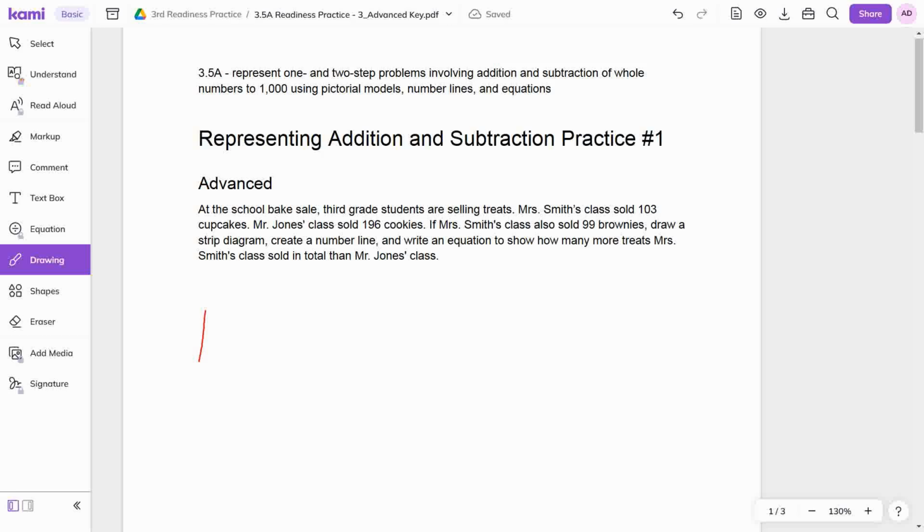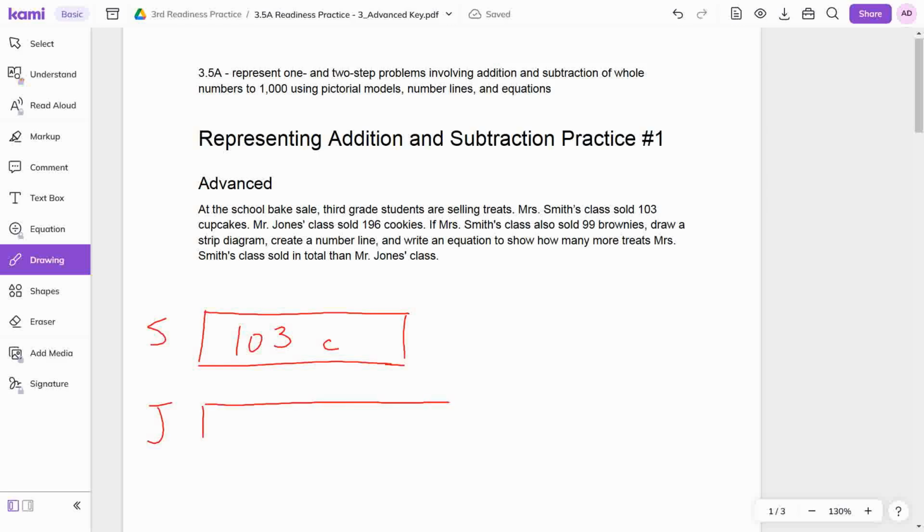We've got Mrs. Smith's class, and we'll start with the first thing that we're told: 103 cupcakes. I'm going to put 103 and then a C for cupcakes. And then Mr. Jones' class sold 196 cookies. So I'm going to put an S for Smith's class and a J for Jones' class right here. And Mr. Jones' class sold more, almost double. So I'm going to put 196 cookies right there.